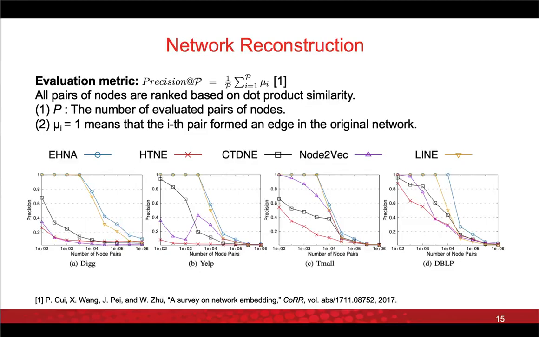In the network reconstruction task, we use precision P to evaluate the performance. In the evaluation, all pairs of nodes are ranked based on dot product similarities of embeddings, computed by the corresponding methods. If the method is effective, pairs which form edges in the network should be ranked in higher places than the pairs which do not form edges. Our method EHNA demonstrates rather stable performance and outperforms all methods across datasets.